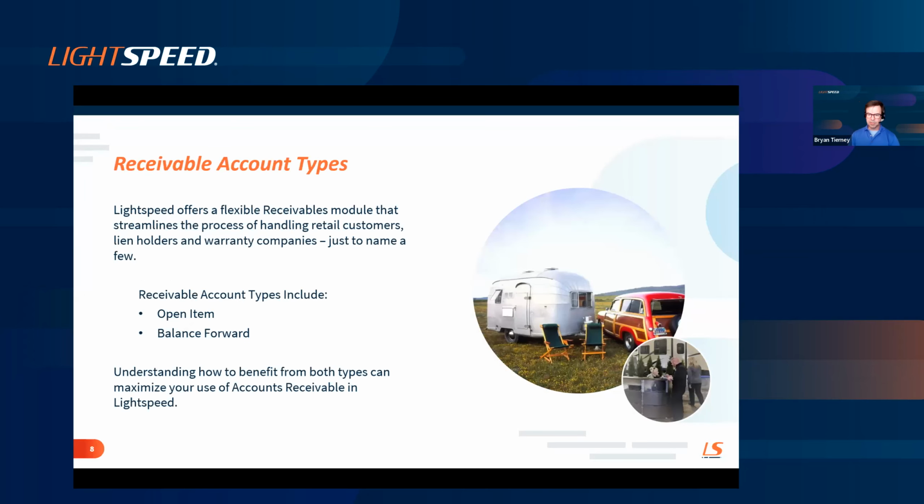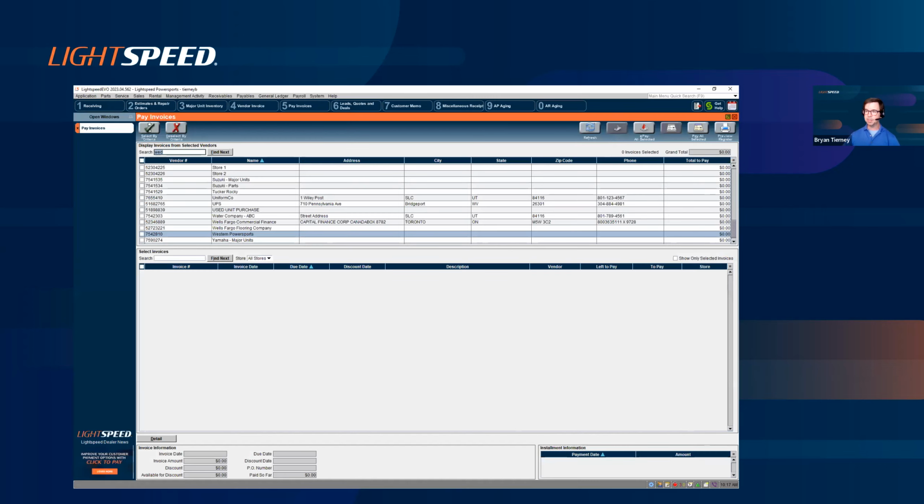Let's move over to receivables. We're going to talk about the 2 different types of receivable accounts as we go through our receivable exploration in Lightspeed. There's really 2 different types of accounts that are presented to receivable customers, open items and balance forward. There are benefits to both, and reasons why you would use one over the other. We'll talk about what those are.